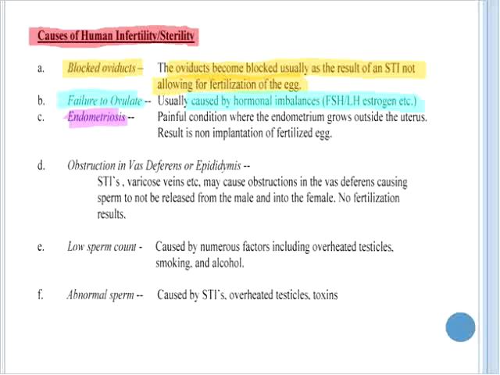Endometriosis can lead to issues with the ability to conceive. As a result of endometriosis, there will be non-implantation of fertilized egg. The egg simply won't implant.